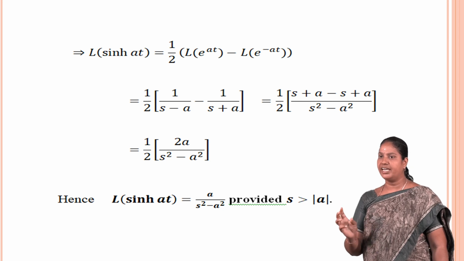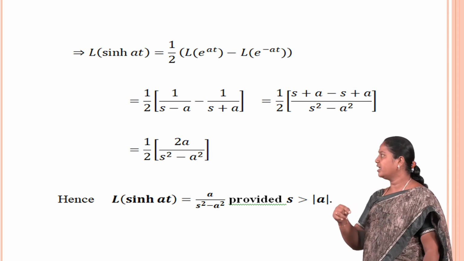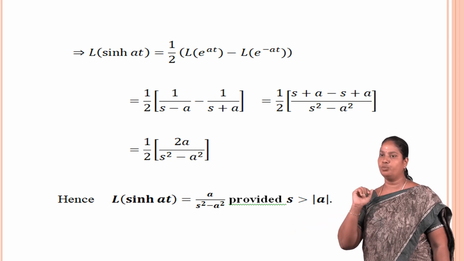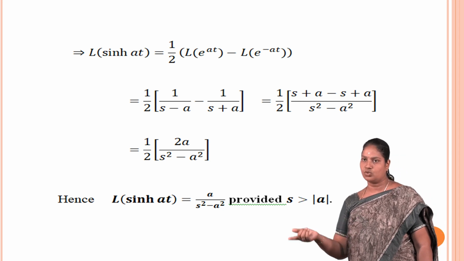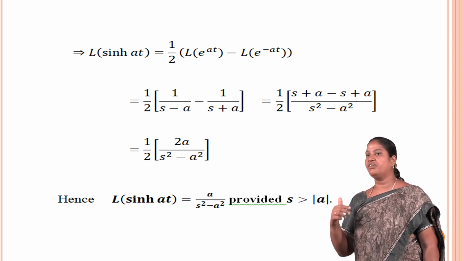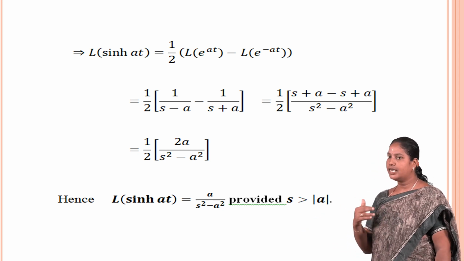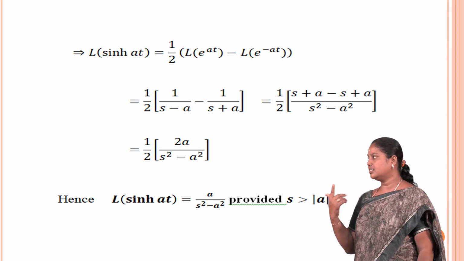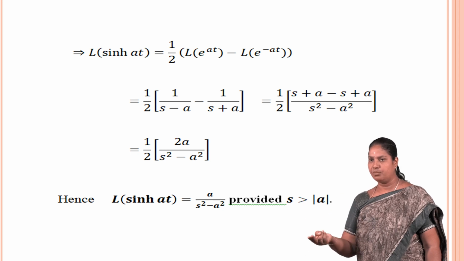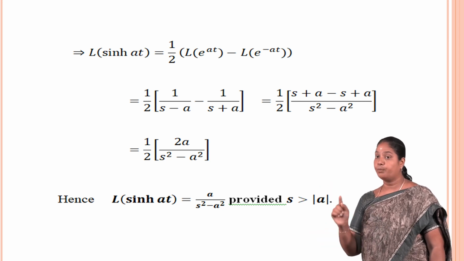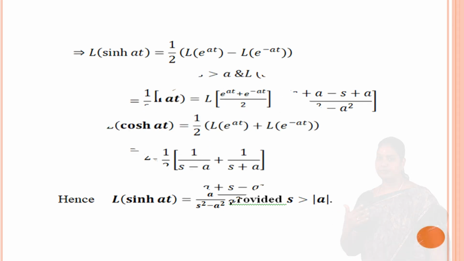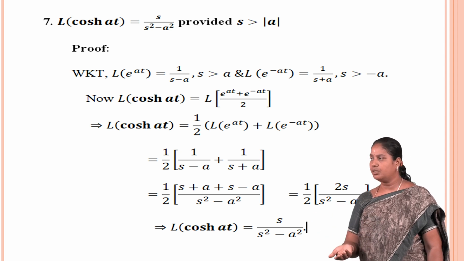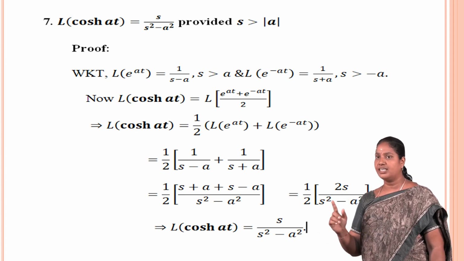If we cross multiply, then this fraction is nothing but s plus a minus of s minus a, so minus s plus a. So s will get cancelled, we will get 2a in the numerator, and the denominator will be s squared minus a squared, because s minus a into s plus a, the famous formula, a plus b into a minus b, is a squared minus b squared. So according to the formula, the denominator will become s squared minus a squared. So L of sinh at is nothing but a divided by s squared minus a squared, provided s is greater than modulus a. The final formula, that is L of cosh at, is nothing but s divided by s squared minus a squared, provided s is greater than modulus a.